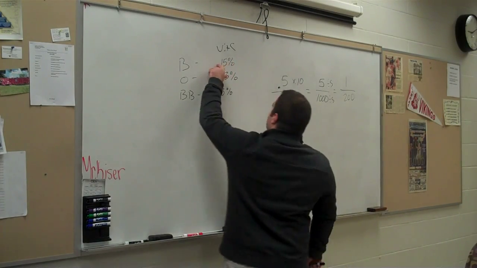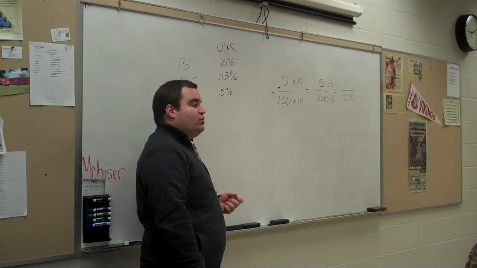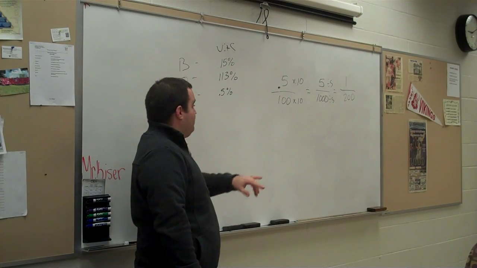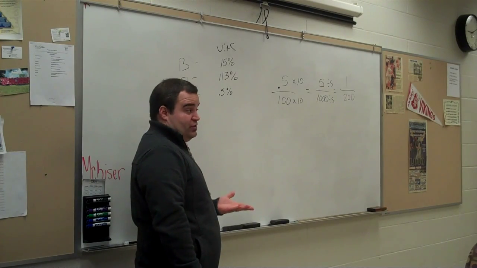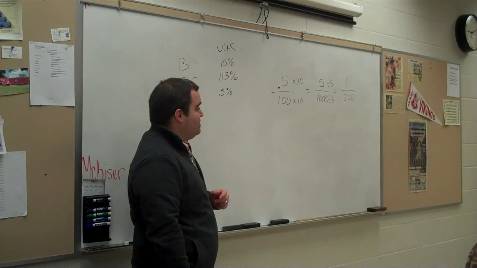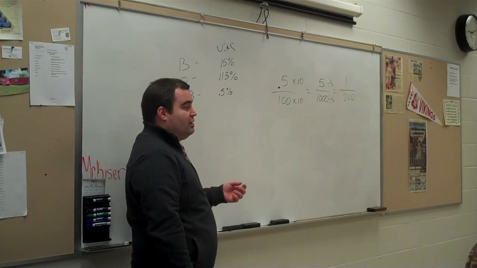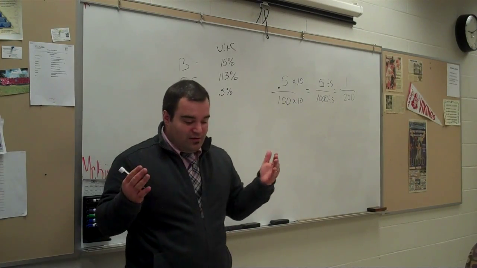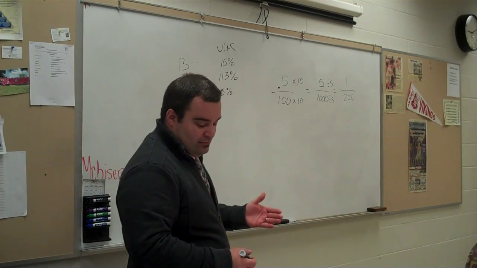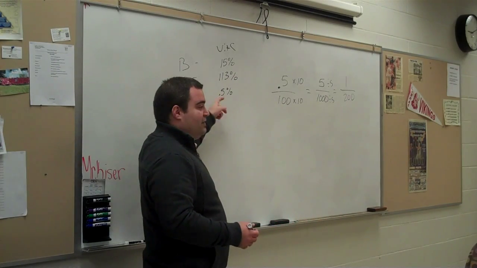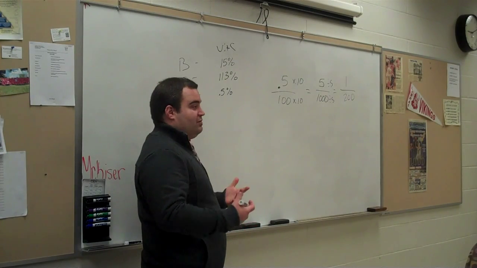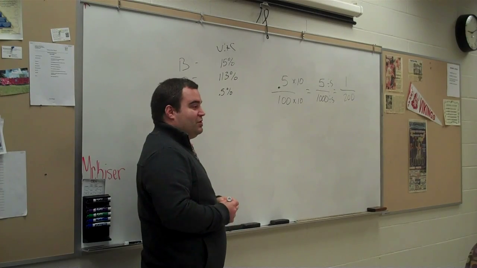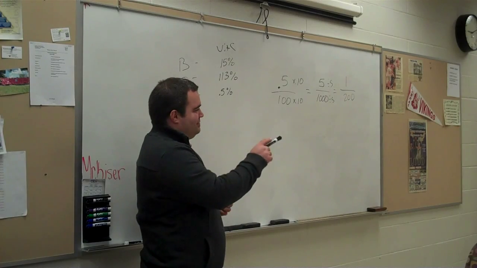If we're talking 15%, we're talking 3/20ths in reduced form. 113% becomes 1 and 13/100ths. 0.5% is 1/200th. So in order to get the recommended amount of vitamin C, if he eats only blueberry muffins for the day, he has to eat 200 of them to get what the government says you're supposed to have for vitamin C each day. It's a lot of muffins.